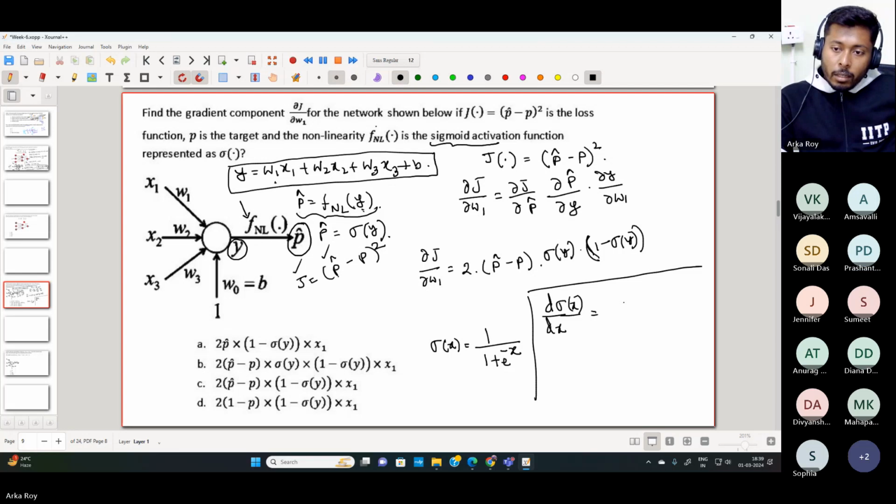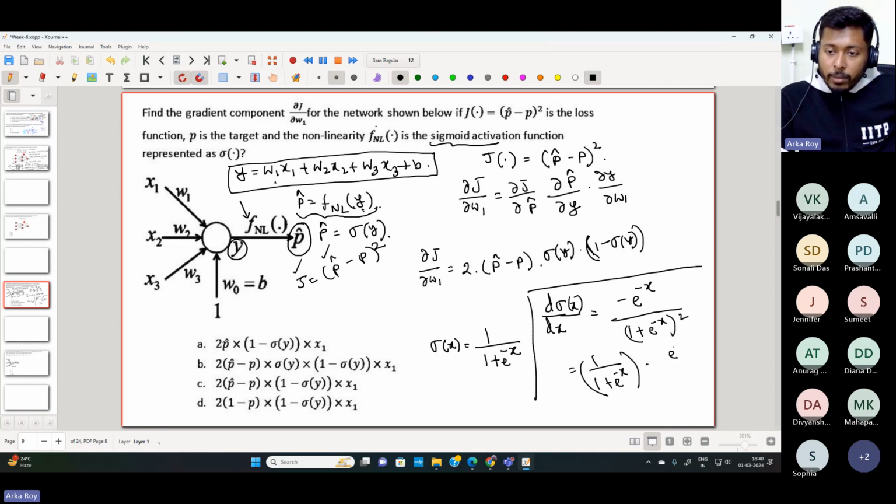square. Yeah, so minus e to the power minus x divided by 1 plus e to the power minus x whole square. Fine. So let me just do some algebraic manipulation over here. So you can see that I am dividing this part into two subsequent parts. 1 plus e to the power minus x. So now you can see that what sigma x is this one.